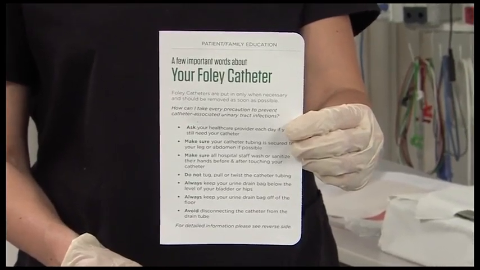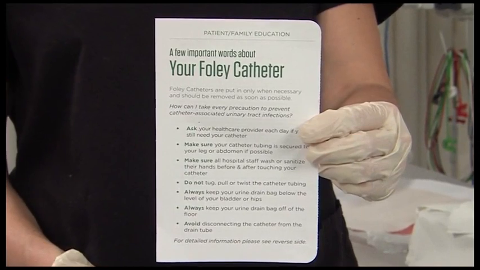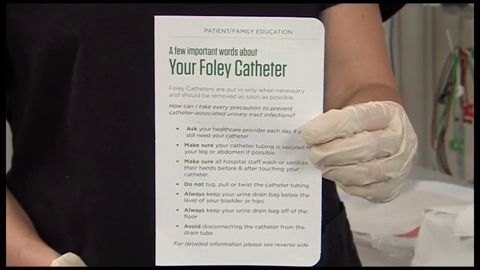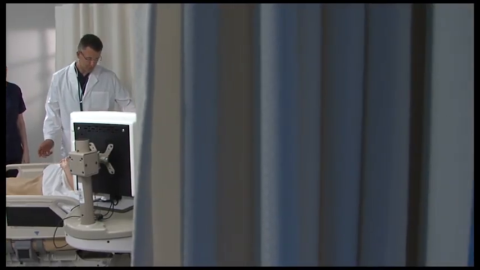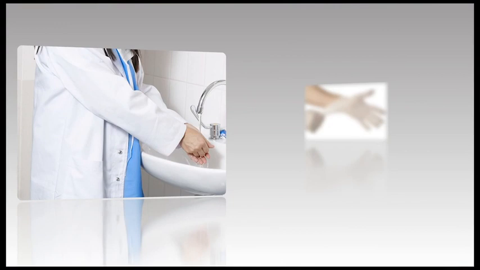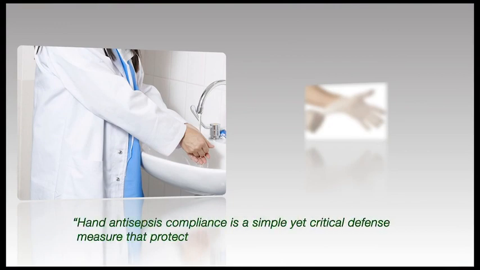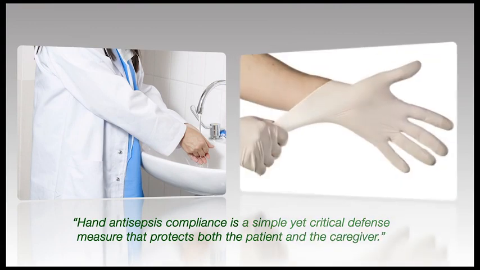Catheterization should always be preceded by an explanation to the patient. A patient family education card is provided underneath the tray to inform the catheterized patient on what it means to have a Foley and how they can properly care for or maintain their Foley to help prevent CAUTIs. Ensure the patient's privacy by closing the door to the room and/or drawing the curtain. The first step required in any invasive procedure is an antiseptic hand wash. Hand antisepsis compliance is a simple yet critical defense measure that protects both the patient and the caregiver.